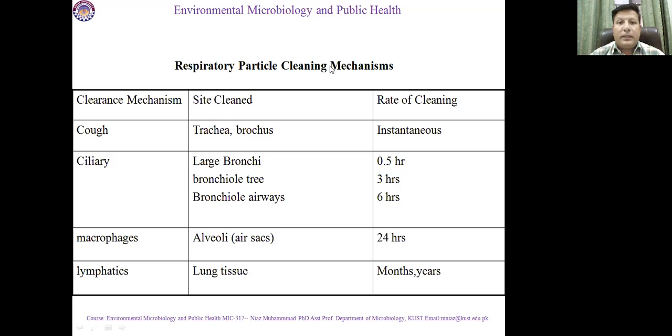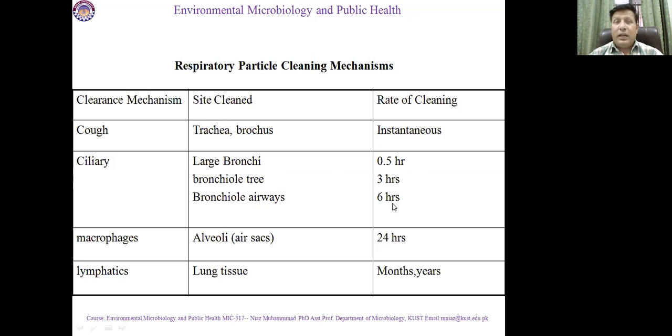Respiratory particle cleaning mechanism: site of cleaning, rate of cleaning. Cough, in the trachea and bronchi, is instantaneous. Ciliary cleaning is present in the large bronchi. Cilia take care of cleaning the lungs in large bronchi, bronchial tree and bronchial airways. In large bronchi, it will take 0.5 hours. In the bronchial tree, cleaning the particles will take 3 hours, and for the bronchial airways, cilia will take 6 hours.